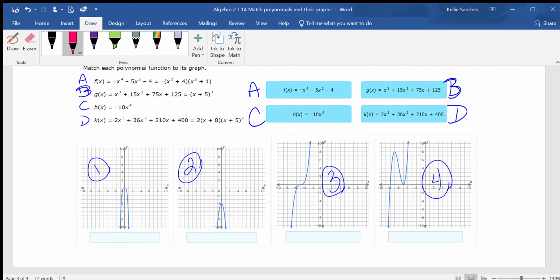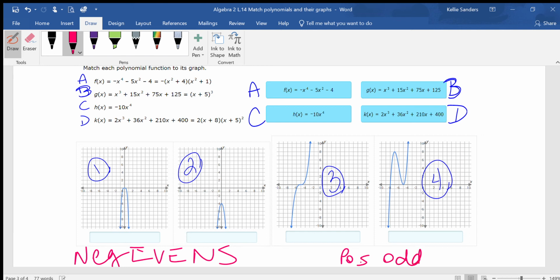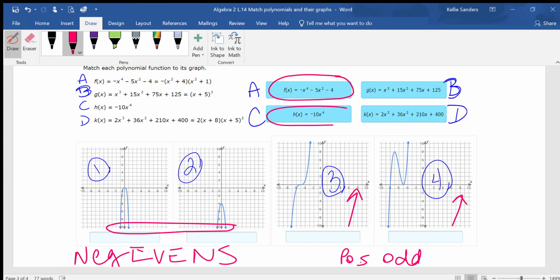Both of these are evens because they're both negative evens. And both of these are positive odds. These are both going down, and they're both going down in the same direction. These are both going up, and the arrows are in opposite directions. Okay? So this is a negative even, and this is a negative even.